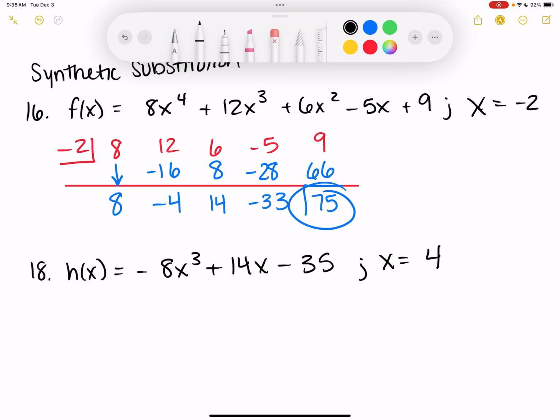So the first thing I will always do is look to see if any terms are missing. I have x cubed, then x, then constant. I'm missing x squared. So while you're getting used to it, I would recommend writing in something like 0x squared. Because if you leave out the 0, your answer will be wrong. Synthetic only works if all the terms are present.